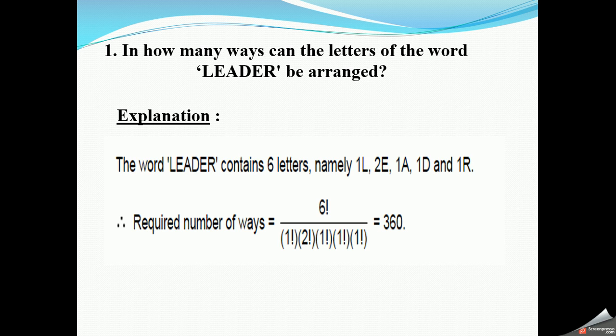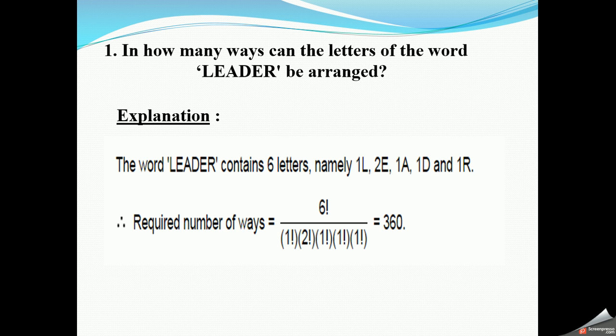While solving this type of problem, you have to just find the number of letters in the given word. Here there are 6 letters in the word LADDER, and find the occurrence of each letter if any repeat. Here E occurs 2 times, that's why we count 2E. L occurs 1 time, A occurs 1 time, D occurs 1 time, and R occurs 1 time.